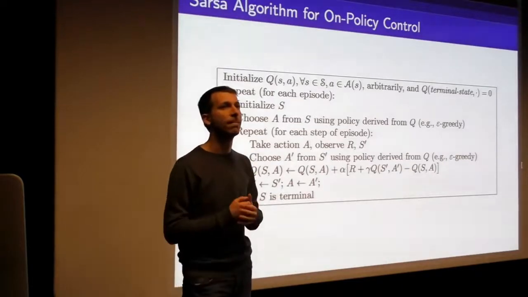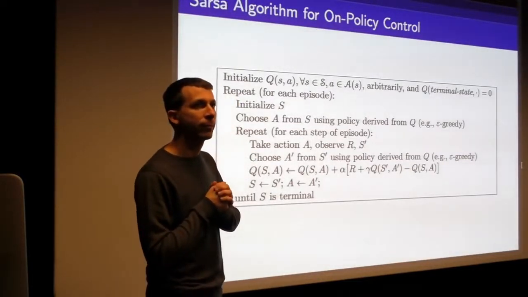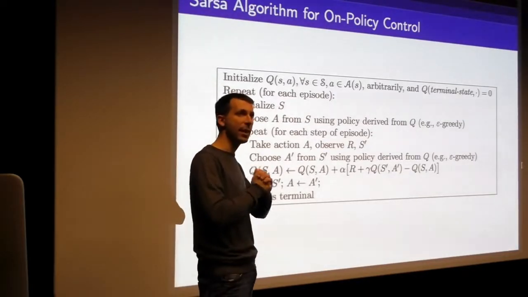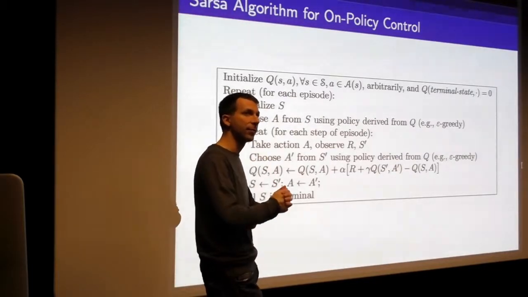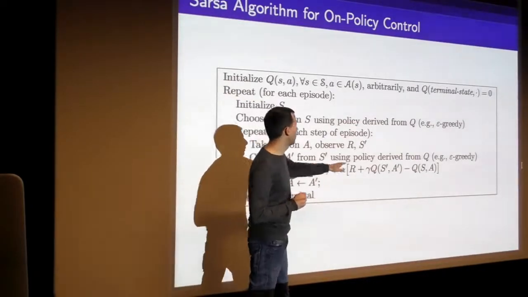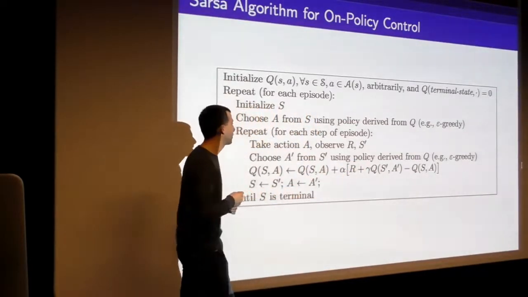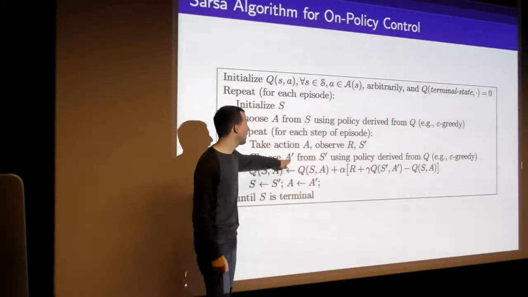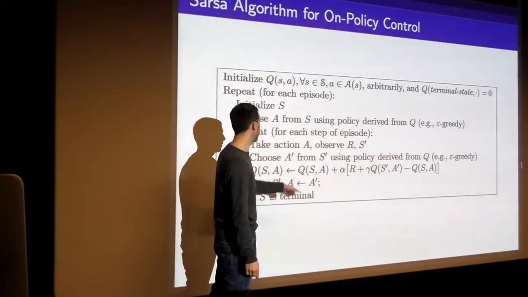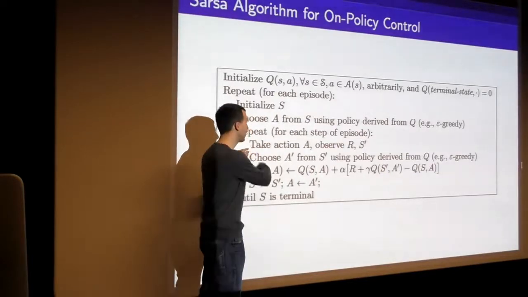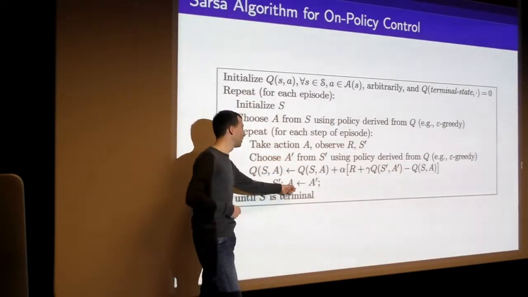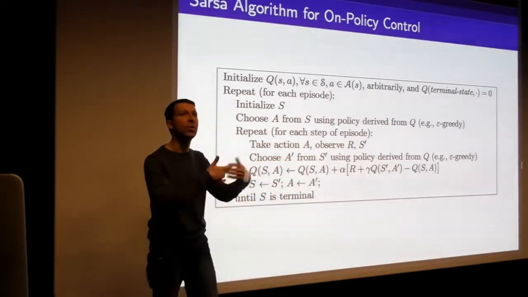Question? S dash is chosen according to epsilon greedy as well? S dash is chosen by the environment. S dash is the next state. A dash, yes. So A prime. So the question was, is A prime selected according to the same policy? A prime is selected using your current policy, and then you remember that, and now when you come in, you remember what your last A prime was. That becomes your A at the next step. So you just remember your last A prime, and that becomes your new A.